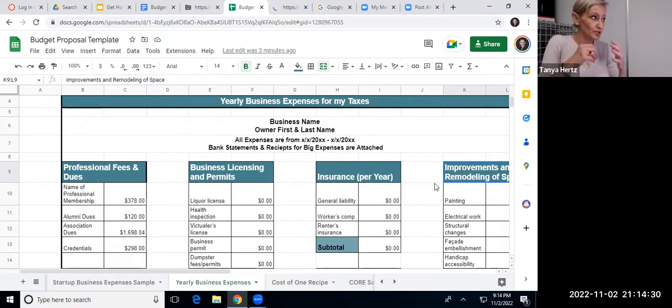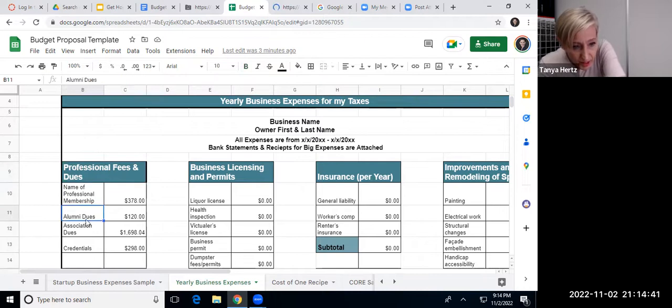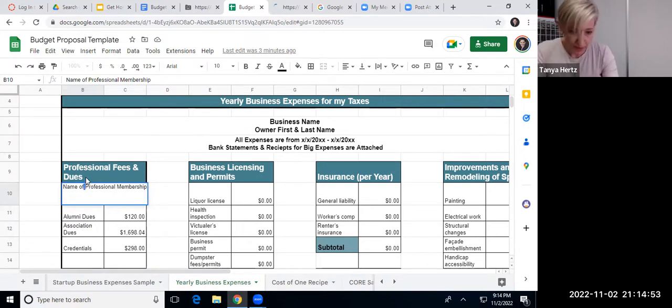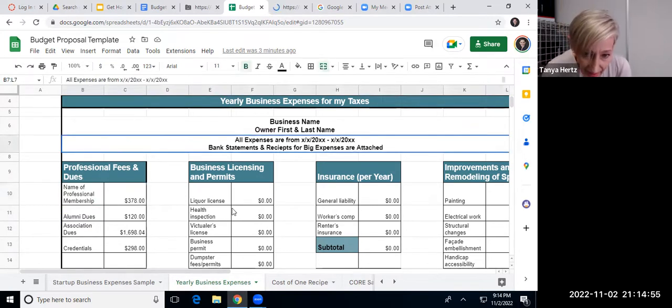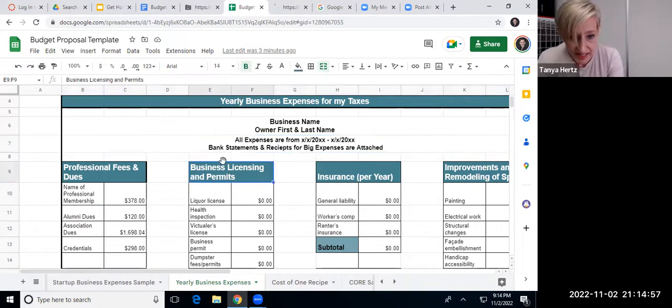It's a good idea also to use categories that you typically would use for your taxes. So professional fees and dues, that's a common expense category. And so I went through and I actually put actual professional association dues or credentials I had to pay for, alumni dues, association dues. Let's say I had whatever professional membership that I pay yearly to, and business licensing and permits.